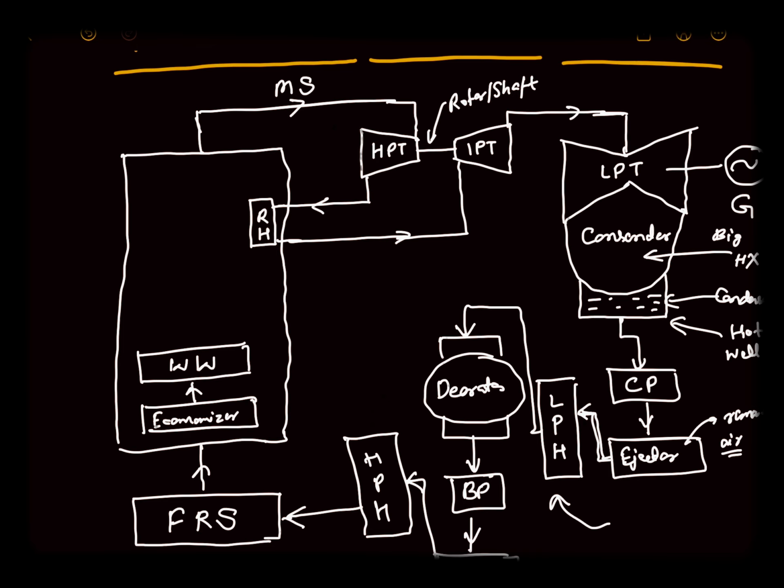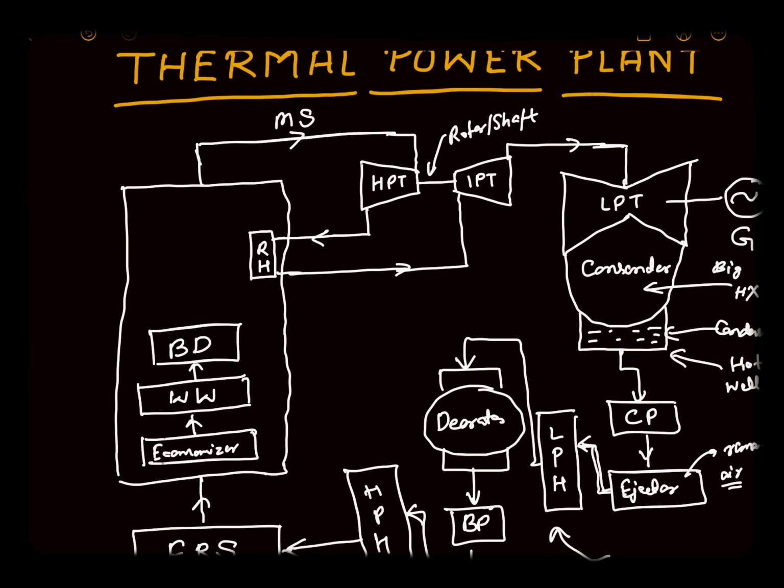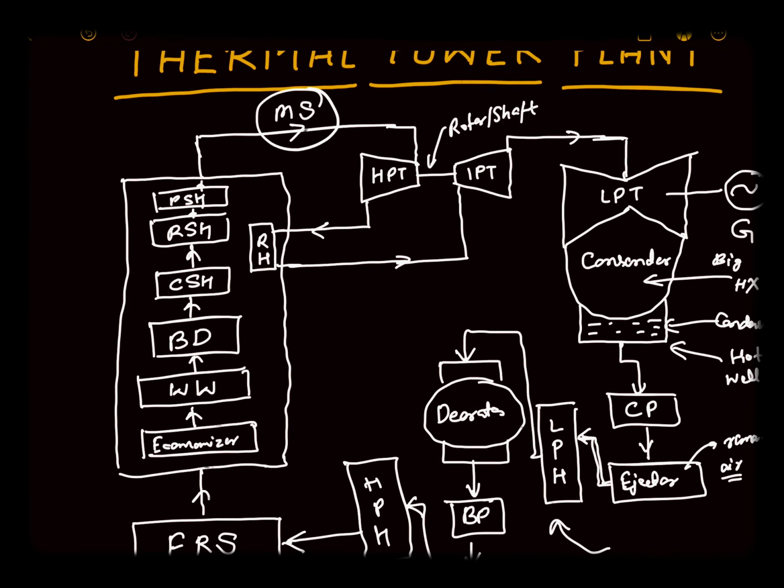Then from the water wall, it goes to the boiler drum, and then from the drum, it goes to the convective superheater. All these components are mounted inside the boiler. Then it goes to the radiative superheater, and then it goes to the pendant superheater, and then our main steam is formed.